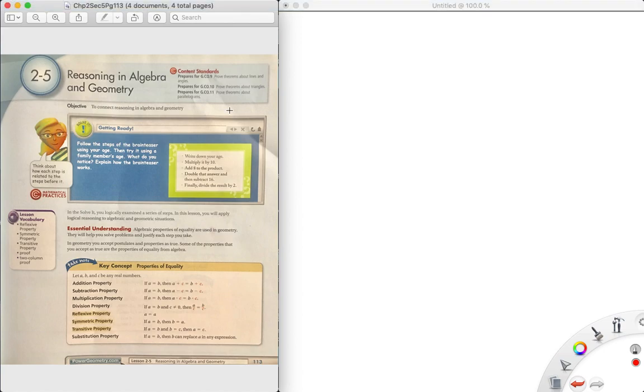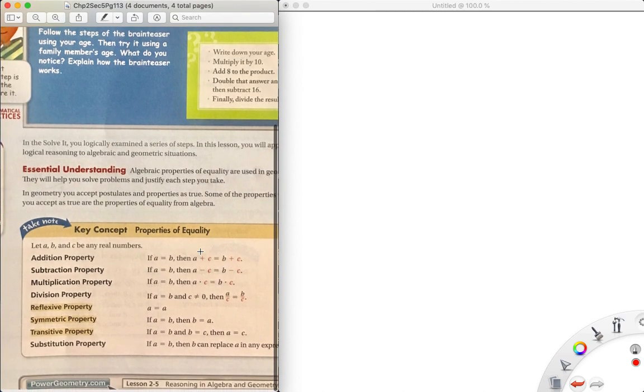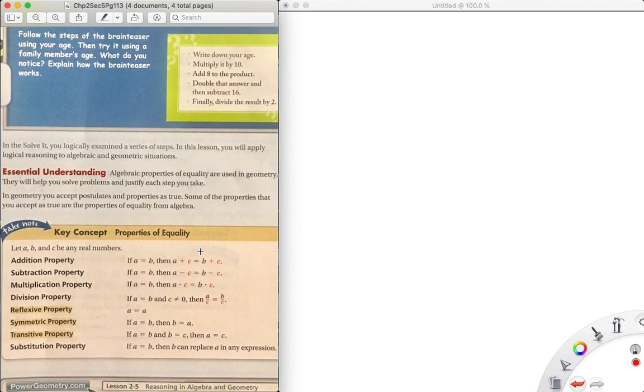Alright, this is Geometry Chapter 2, Section 5, Reasoning in Algebra and Geometry. Okay, so this is going to talk about a lot of properties that we've talked about before, in terms of equality. And then we'll talk about the same type of properties of congruency, and then we'll get to do our first proof. Yay! Don't you feel so lucky?